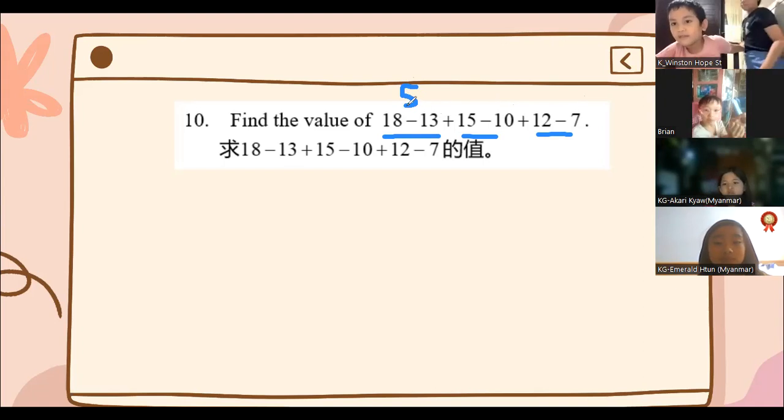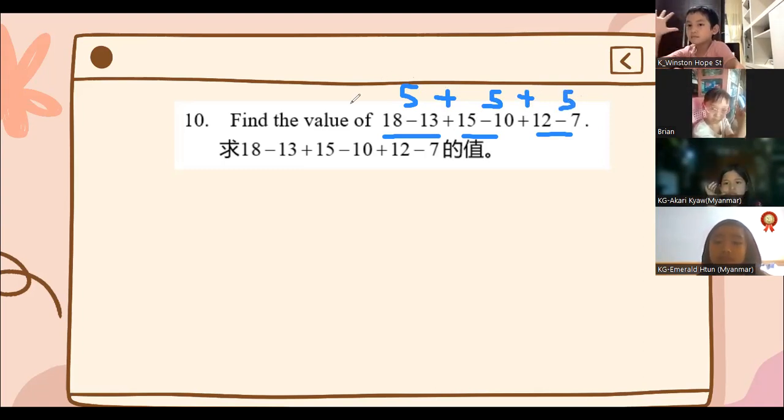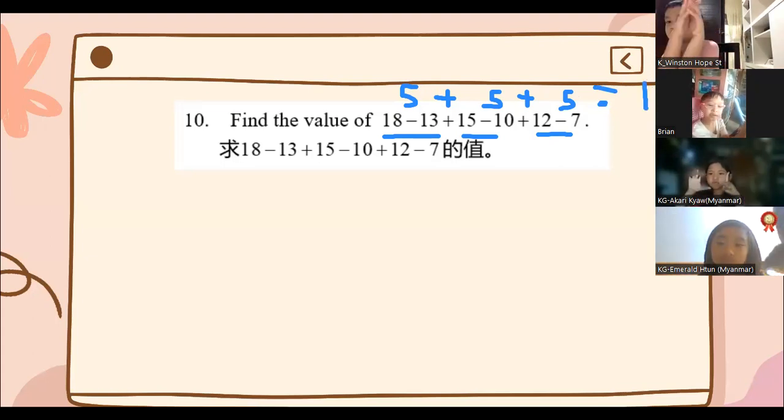5. Okay, this is 5. How about, of course, copy the plus here. Very good. 15 minus 10, that is also 5. And then 12 minus 7 is also 5. Okay, so after that, you just need to add all of these numbers that we got here. 5 plus 5 plus 5 is equal to 15. Very good. So the final answer is going to be 15.